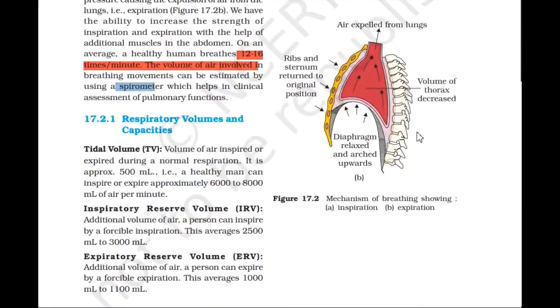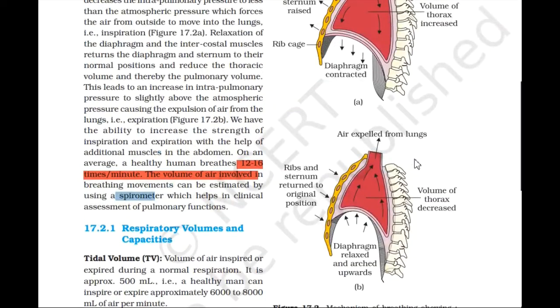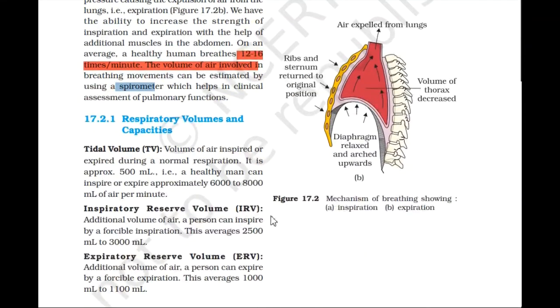The opposite case is seen in expiration. Air is expelled from the lungs. In this case, the intrapulmonary pressure is more than the atmospheric pressure, so the air inside the lung goes outside to the atmosphere and the volume of the thorax is decreased. The diaphragm is relaxed or arched upward. Ribs and sternum return to their original position.